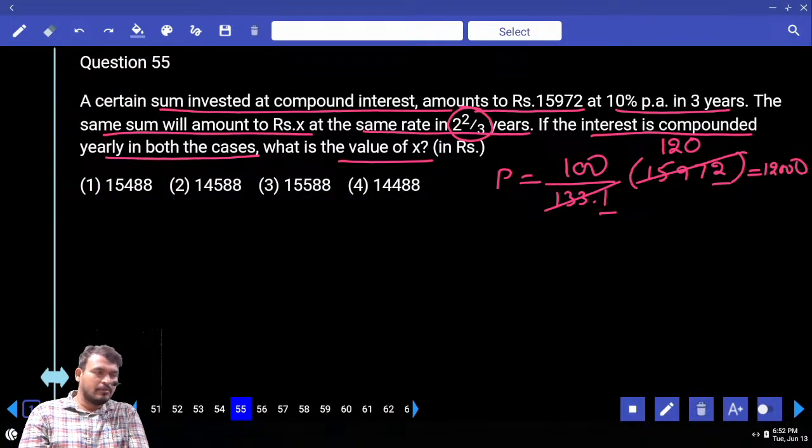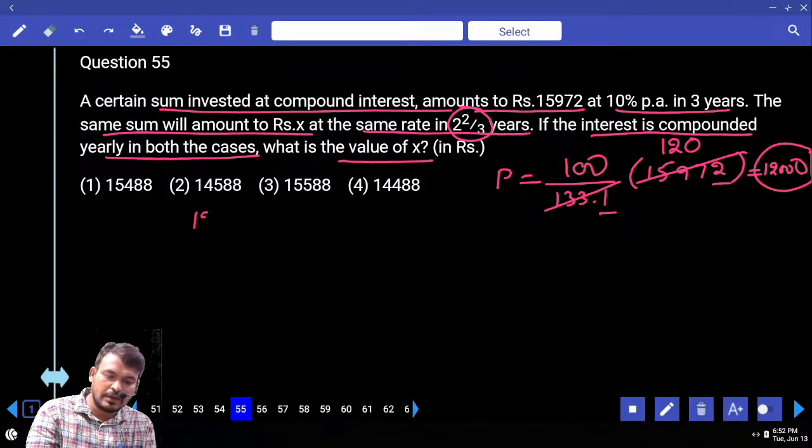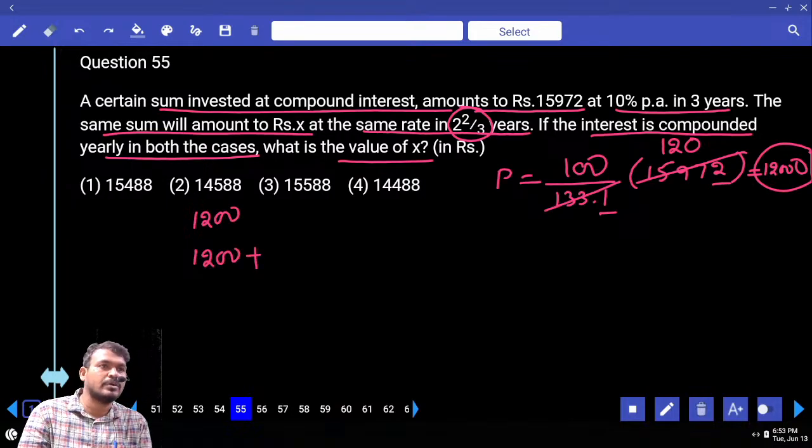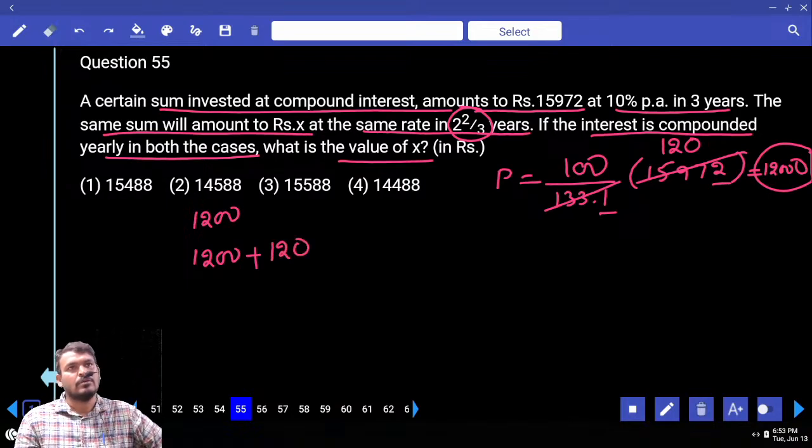2 2/3 years. Here we use the step method. What is the per annum rate of percent? 10%. What is 10% of 12,000? 1200. First year interest is 1200. What is the second year interest? 1200 plus 10% of 1200, which is 120. It is how many years of interest? 2 years of interest.